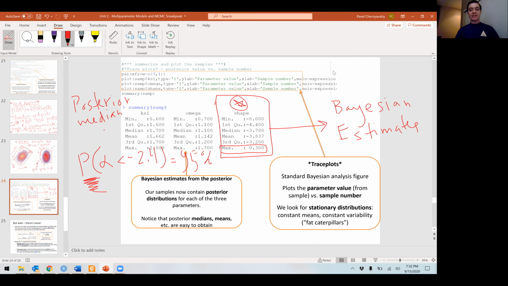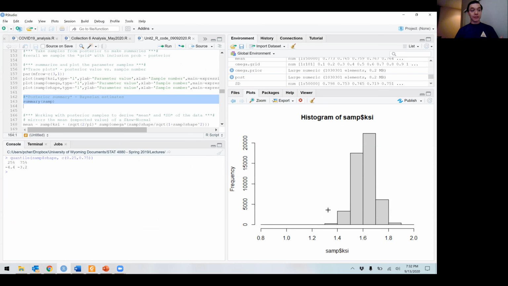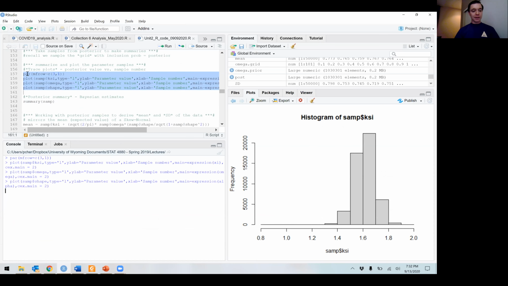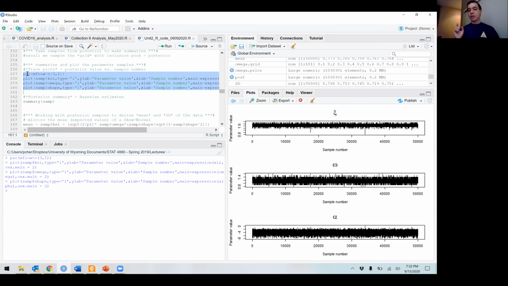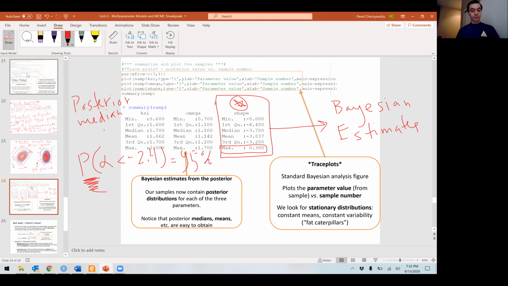So this is also as good a time as any to introduce the trace plot. That is a standard Bayesian analysis figure that you will see in almost every single Bayesian paper and output out there. What a trace plot does, they're kind of simple. They plot the sample value versus the sample number. So sample number is on the horizontal axis, and the parameter value is on the y-axis.